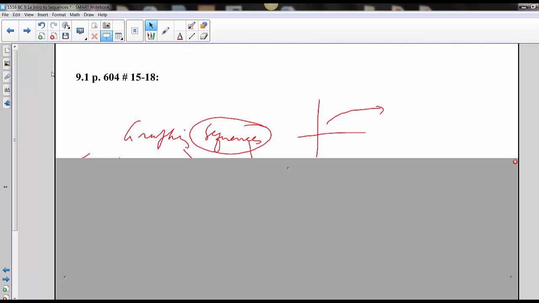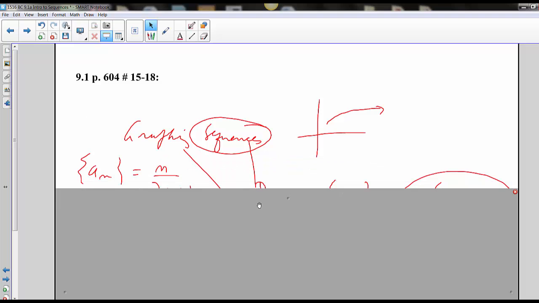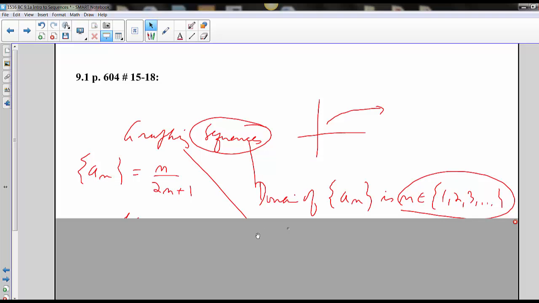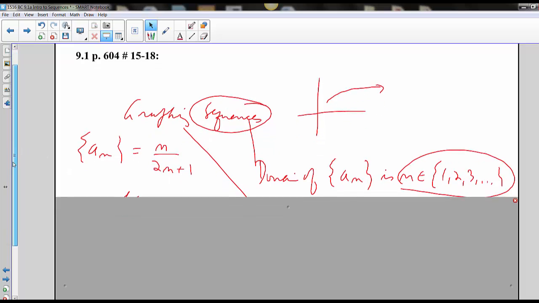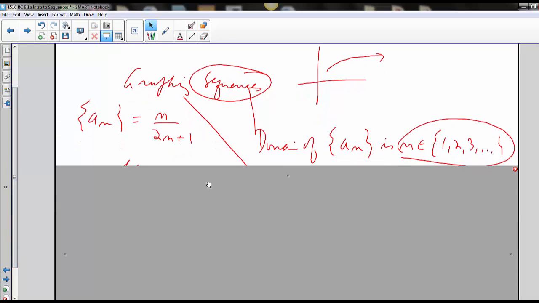Okay, so they're going to ask you to graph some sequences, and numbers 15 through 18 is one of those matchy things. So they give you 4 graphs and 4 different sequence formulas, and you got to match them up. So again, always remember that the domain of any sequence is 1, 2, 3, etc.